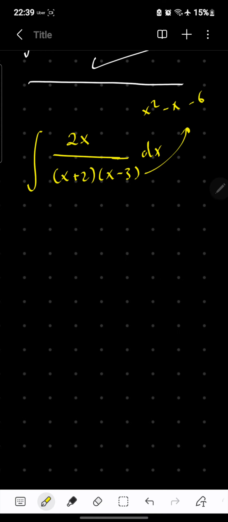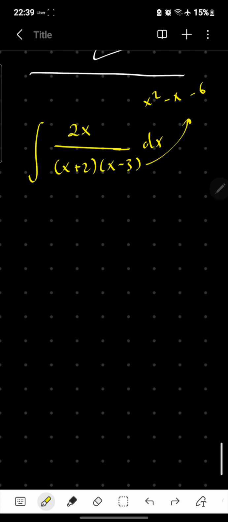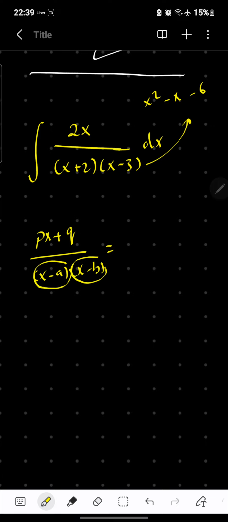When we found in the denominator two factors of degree 1, each one of them is degree 1, what should we do? We will use the first case. The first case tells us that for bx plus q over x minus a times x minus b, if you found in the denominator two factors of degree 1 after factorization, it will be a over x minus a plus b over x minus b.